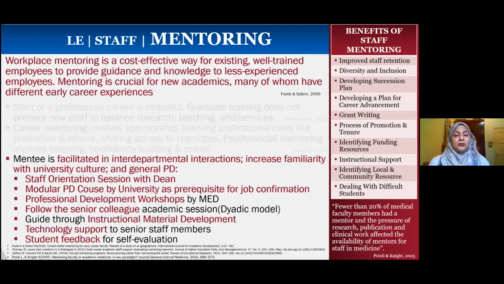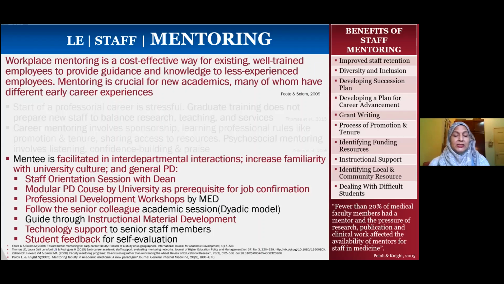Follow the senior colleagues' academic sessions, a didactic model that is being applied in many places, in which the junior staff accompany the senior staff in their teaching-learning activities and observe how the senior staff tackle different situations. Guide through instruction material development. When the person has developed the instructional material, they discuss it with the seniors and modify it accordingly, which helps the staff understand what they have to discuss in the teaching-learning activities.